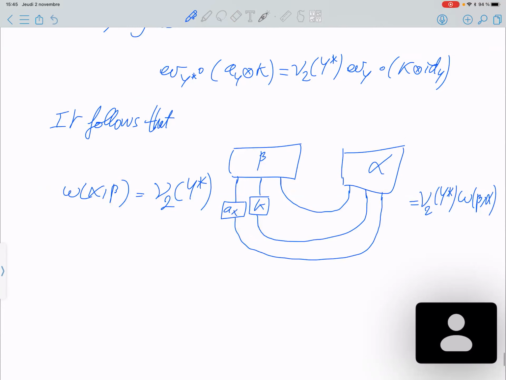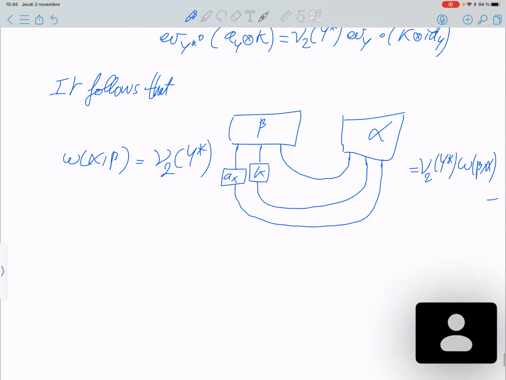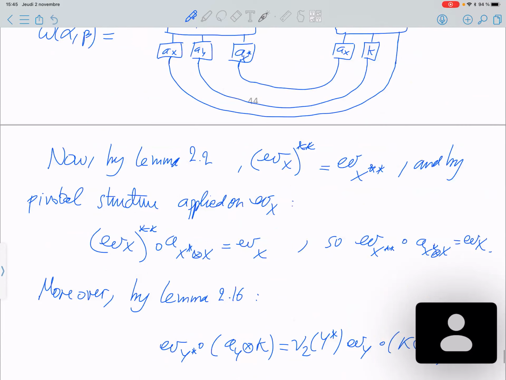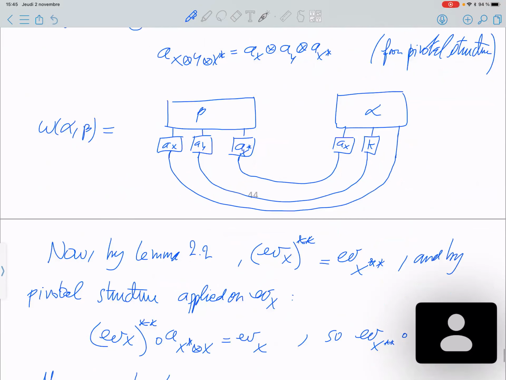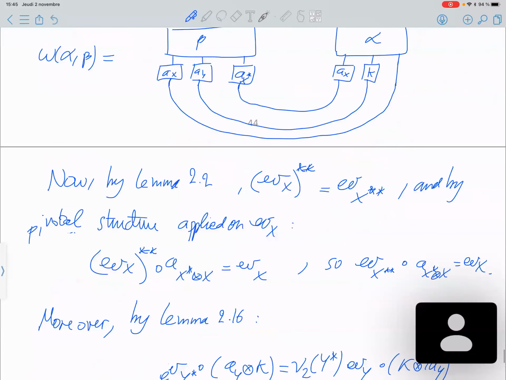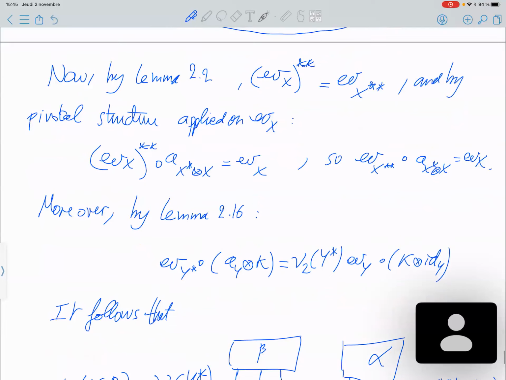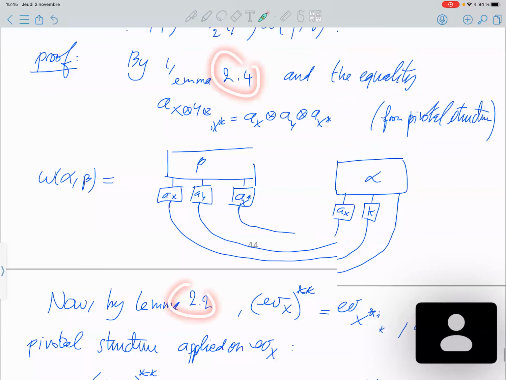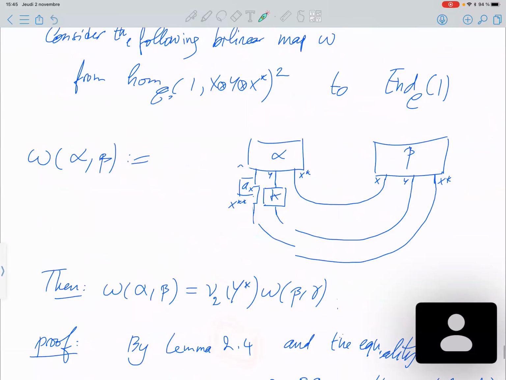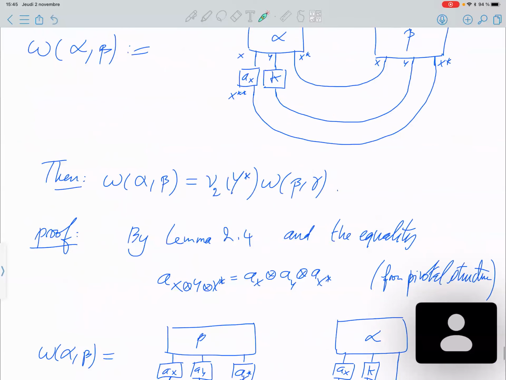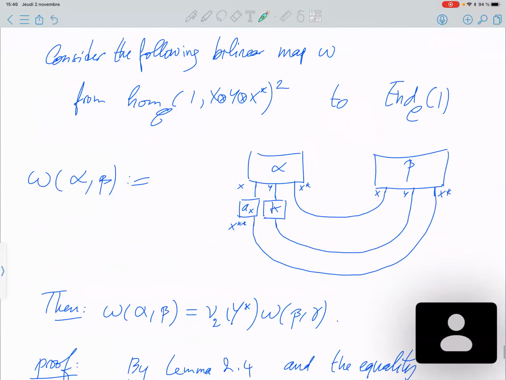Okay, so we are done. We are done for this proposition. So you see how the preliminary section was important here, because in fact, up to the lemma proved in the preliminary section, the proof of this proposition is almost immediate itself. So that's why it's very important.